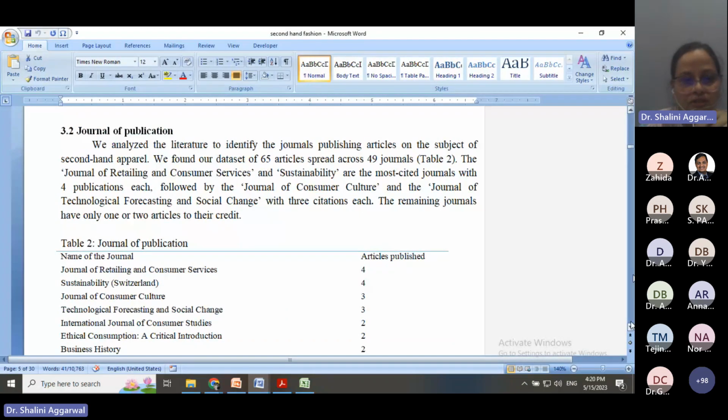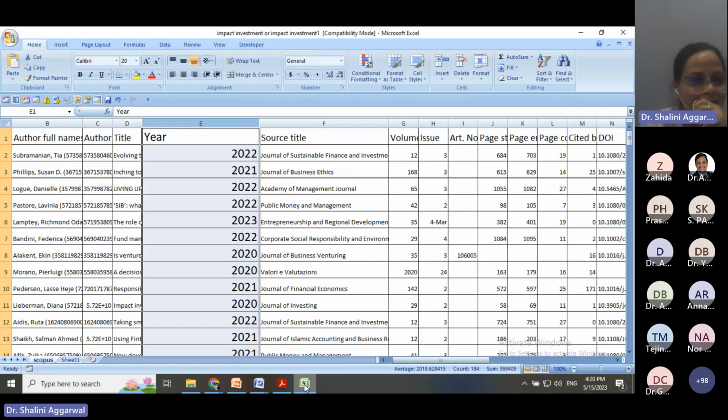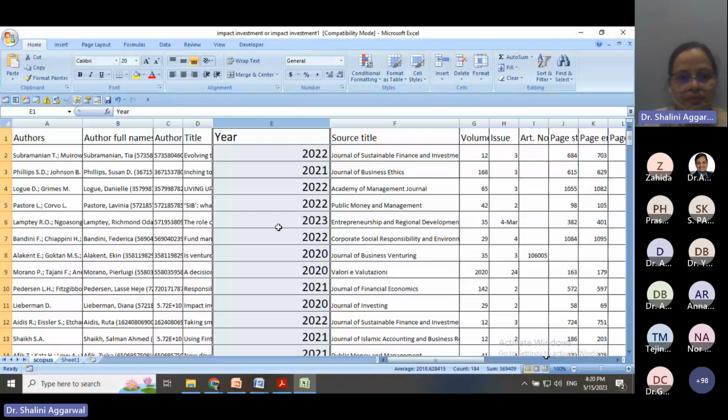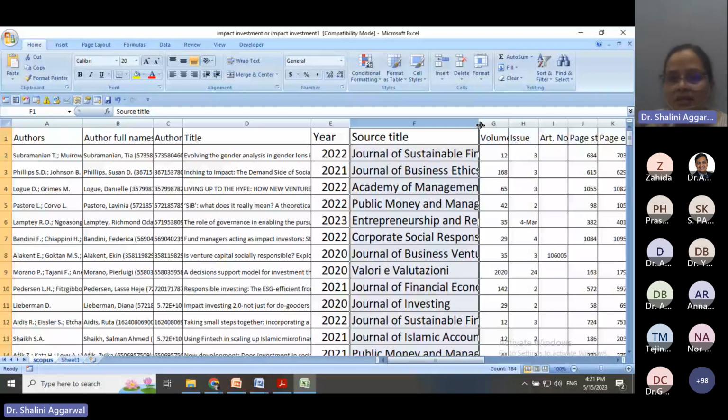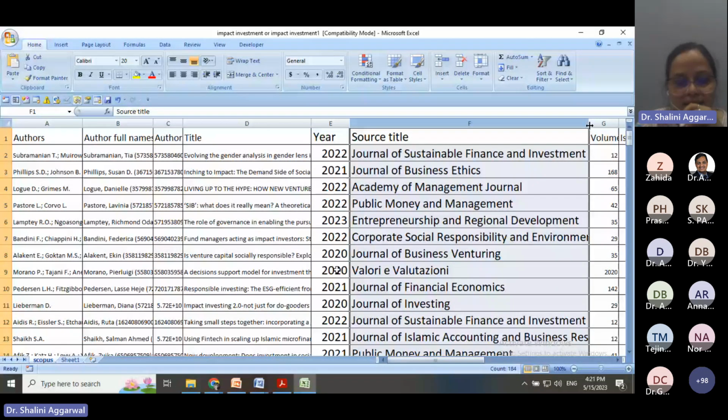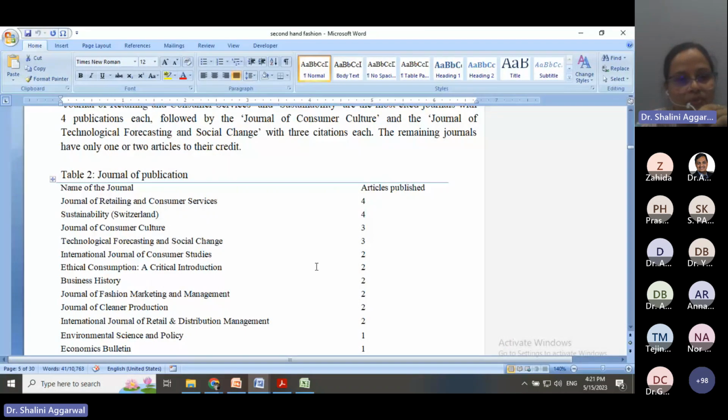Let's talk about the journal of publication, right? Again, you will get this information from here. This is the title. No, this is not it. Source title. Look at this. Yeah, it is there. This is the name of the journal, right? You have to see in which journal this type of paper has been written the most. You have to make a frequency table for this. We have already made the frequency table of the journal of publication. Journal of Retailing and Consumer Services has 4, which is the maximum number of papers published in this journal, right? So this is another table that you can go for in the data analysis part.